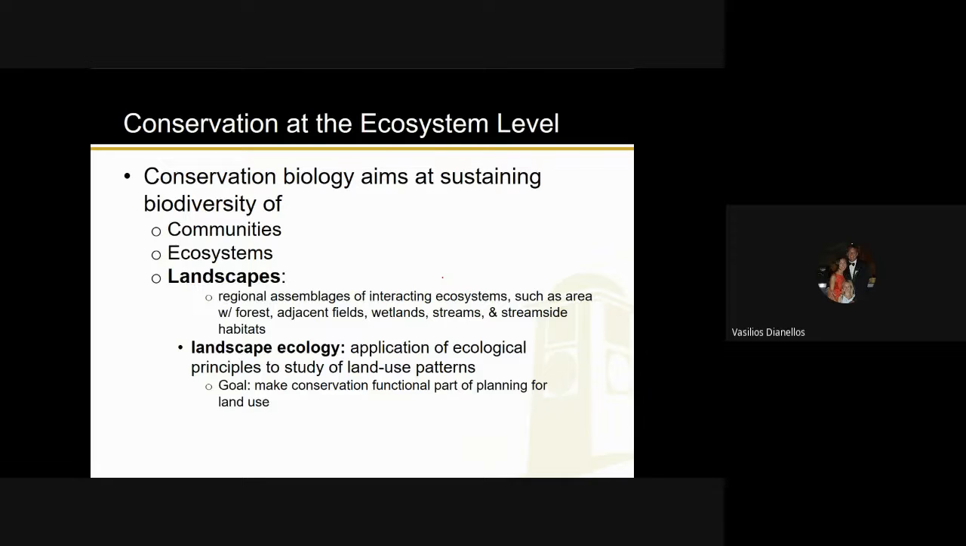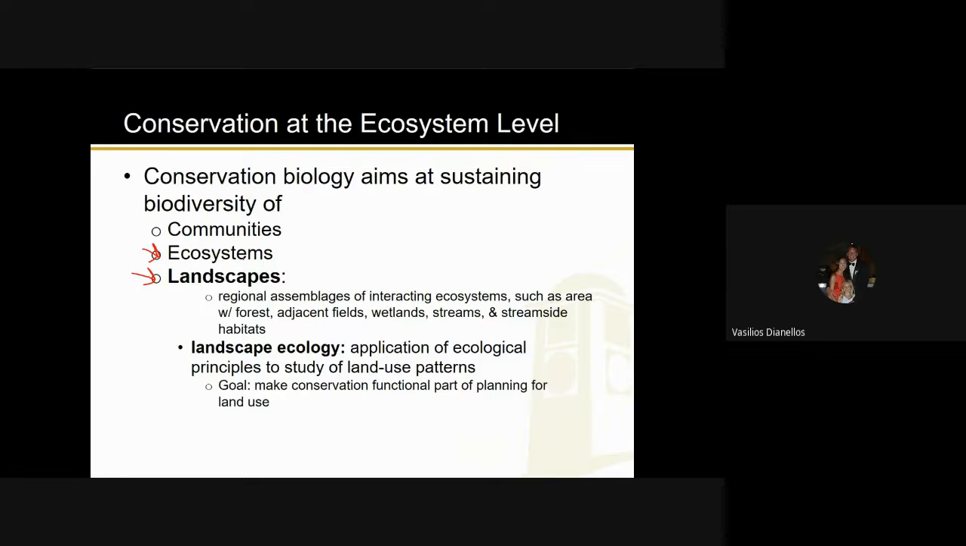Without biodiversity, we don't have ecosystems, and without ecosystems, we don't have life. So when we're talking about biodiversity, obviously we want to sustain biodiversity in communities, which we've already talked about. We want to sustain the biodiversity in ecosystems, which we've already talked about. But we also want to sustain them in landscapes. And that is the new term. We haven't talked about landscapes.